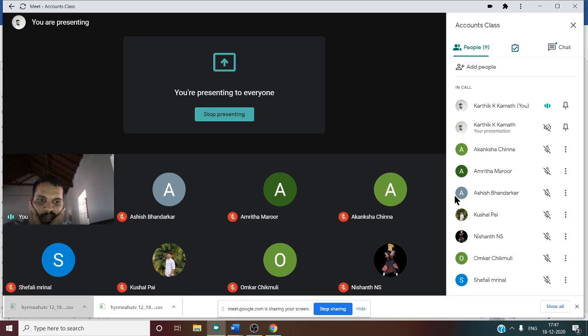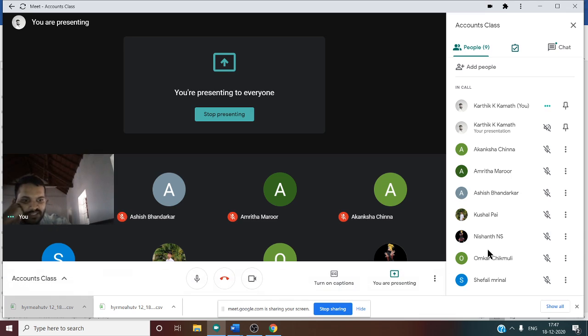Akamsha, Amrita, Ashish, Kushal, Nishant, Omkar, Shifali.